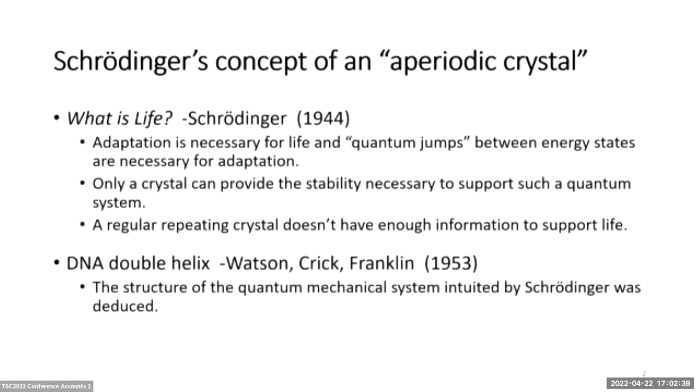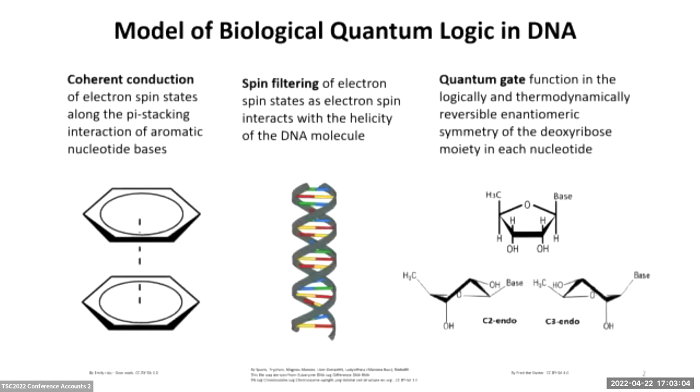crystal. Very much influenced by Schrödinger were Watson and Crick, who, using X-ray crystallographic data and insights supplied to them by Franklin in 1953, figured out the structure of the DNA double helix. So they had deduced the structure of the quantum mechanical system that Schrödinger had intuited. And what we're going to talk about today is the function of that system.